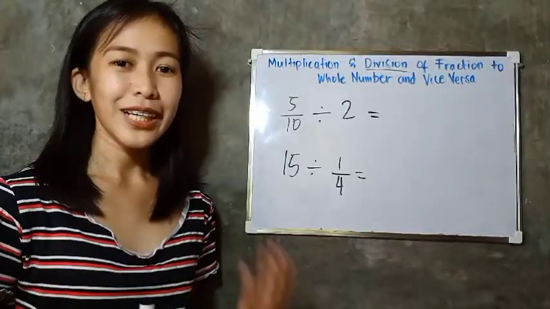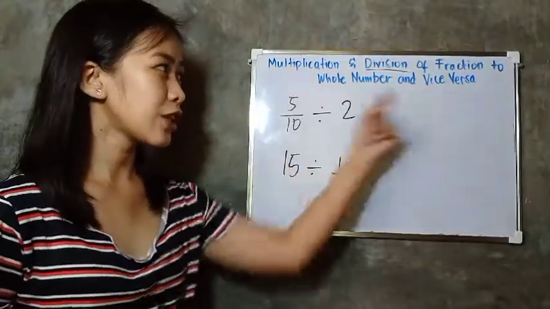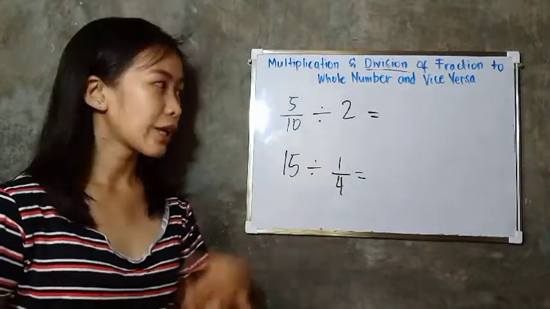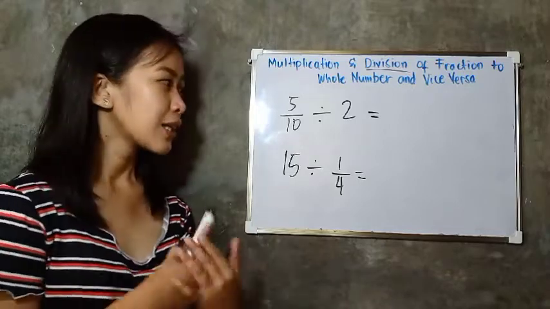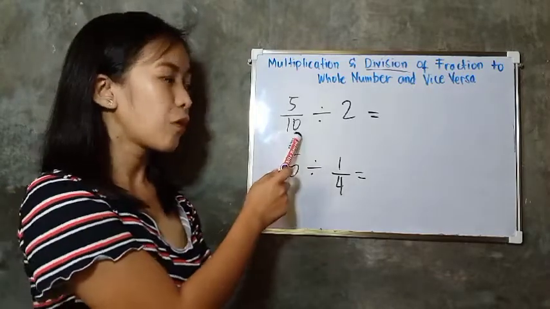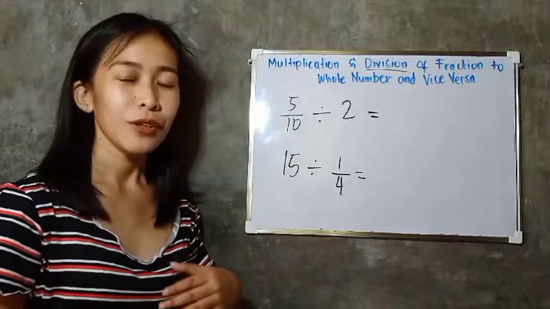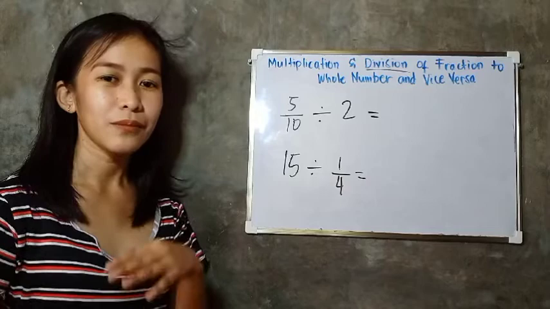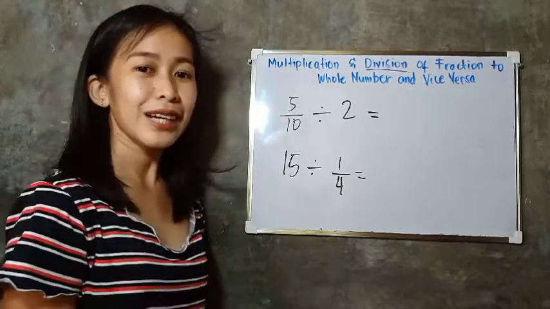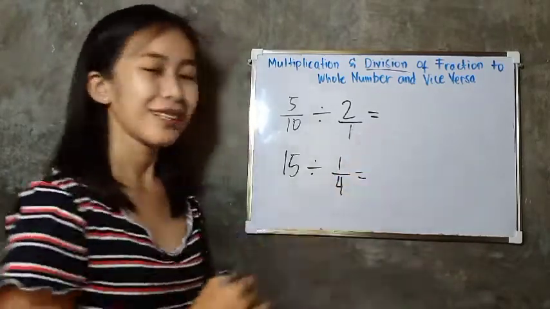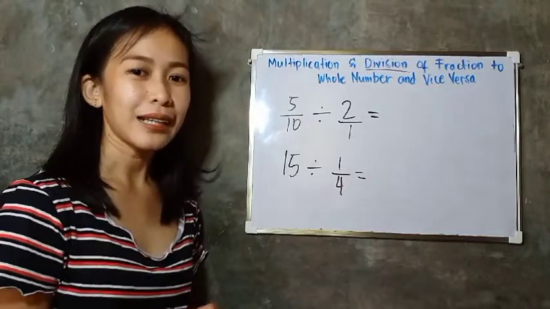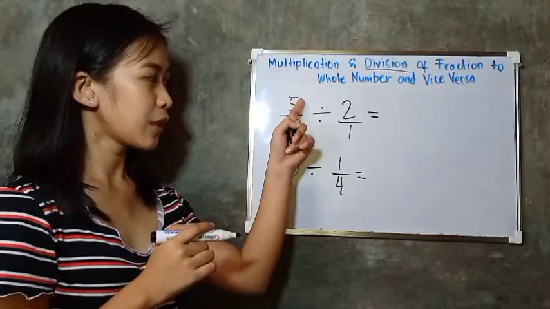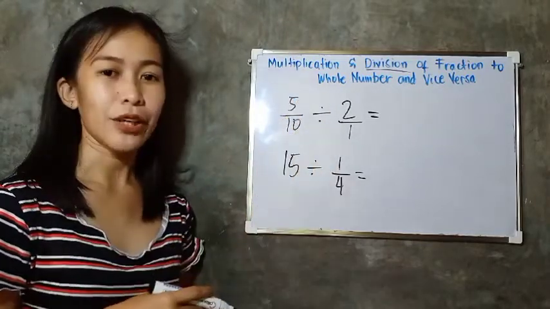Okay? Okay, next naman is the division of fraction to whole number and vice versa. Kanina, multiplication. Ngayon naman is the division. Alright? So, we have our first example, 5 over 10 divided by 2. So, what are we going to do is just the same with the previous one. So, maglalagay lang ulit tayo ng denominator na 1. Ayan. And then, proceed ka na sa cross multiplication.